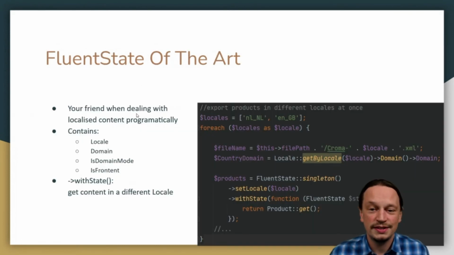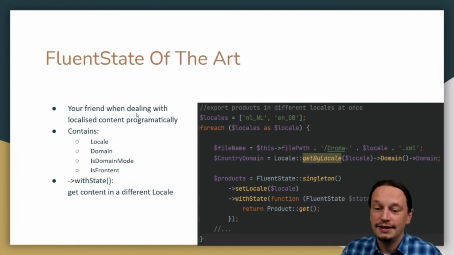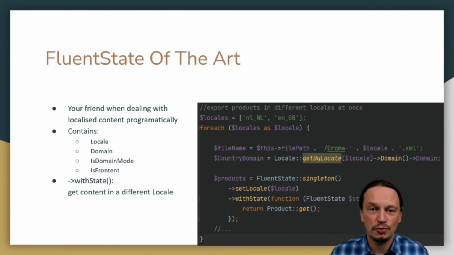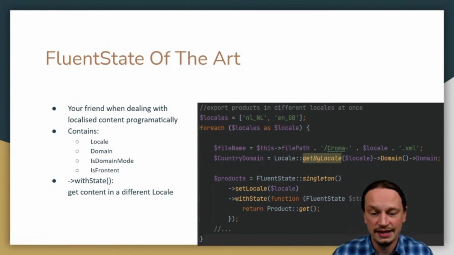Another thing with Fluent is FluentState. It's actually your friend when you want to deal with localized content programmatically. So when you write a task that does some translation stuff and should save stuff in another locale or should read stuff from another locale, then you need FluentState. The state contains all the useful information, the current locale, the current domain if you're actually in domain mode, and if you are in the front end or in the back end.